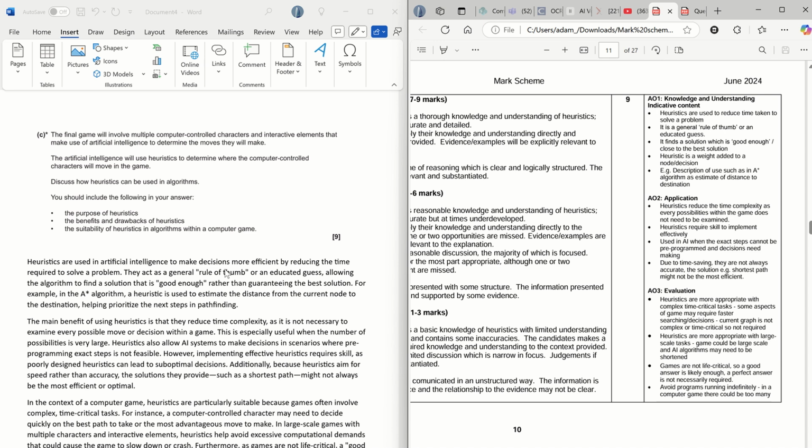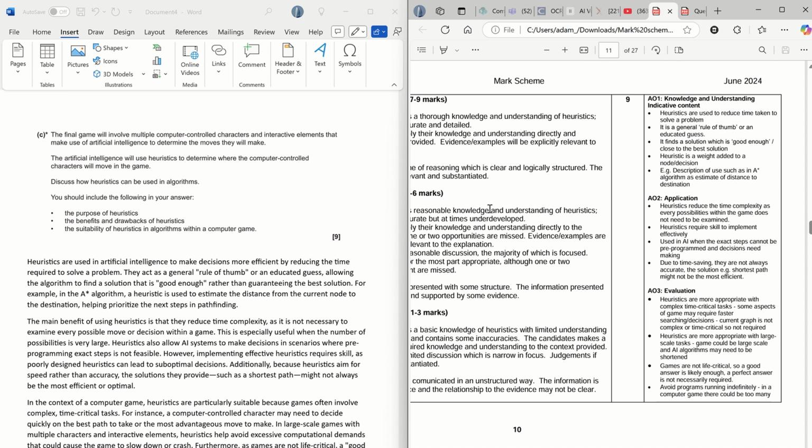Secondly, heuristics are really focusing on time complexity. So when we're talking about a heuristic, what we are really trying to do is reduce the time complexity of the algorithm running and therefore make the program maybe more responsive, get that result faster. But obviously the trade-off for speed is accuracy.